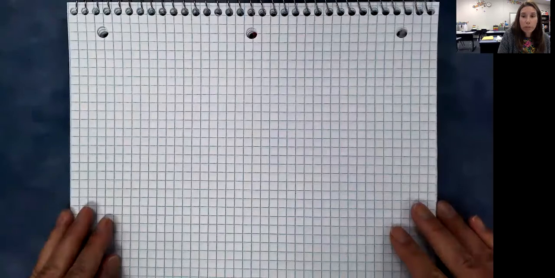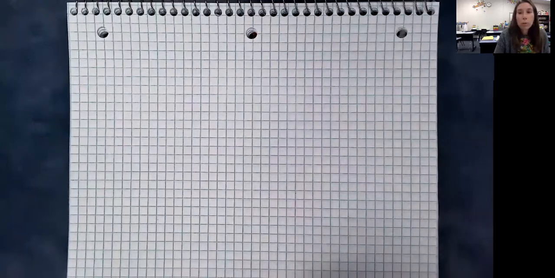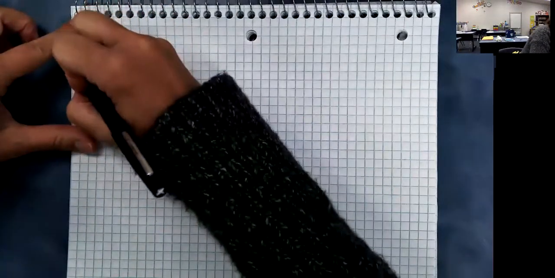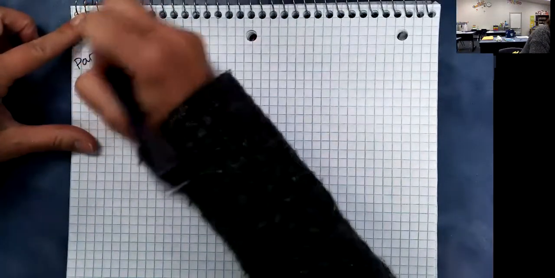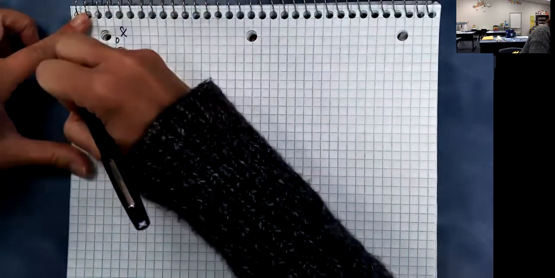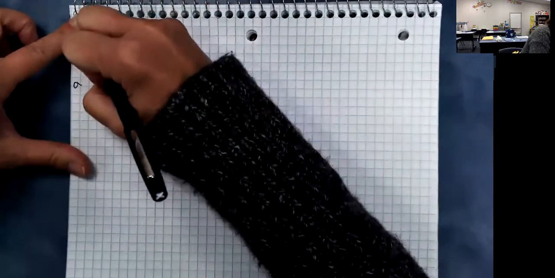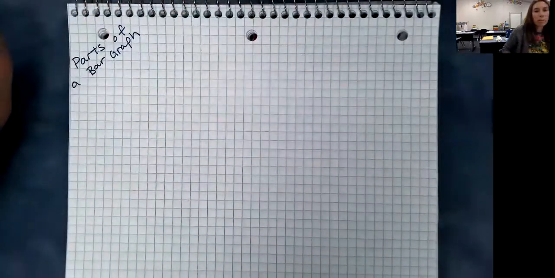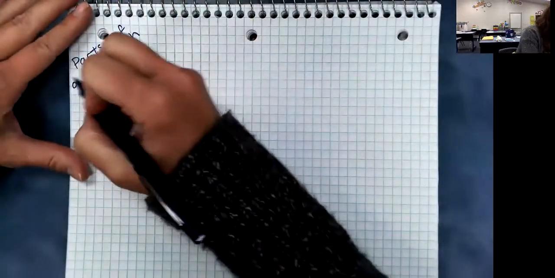Okay, so first thing we're going to do is make our X and our Y axis. But before we do that, we're going to name our anchor chart, parts of a bar graph. Okay, so I'm going to put that right here. Parts of a bar graph. Okay, parts of a bar graph, just so I remember.